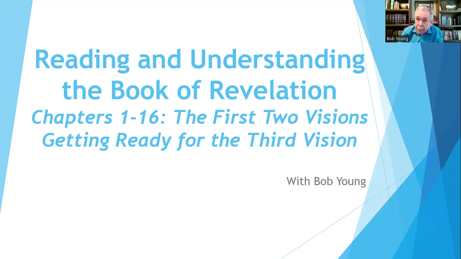chapter 17. The third major division of the book is set off by the same internal marker as introduced the first two visions in the Spirit. You can read that in 17:3. So here is a review.